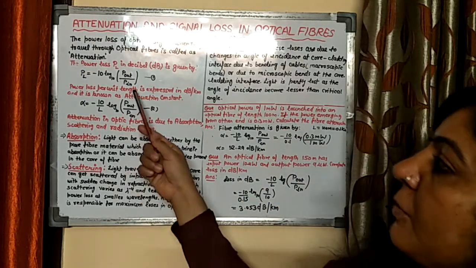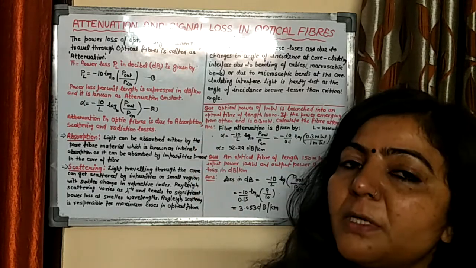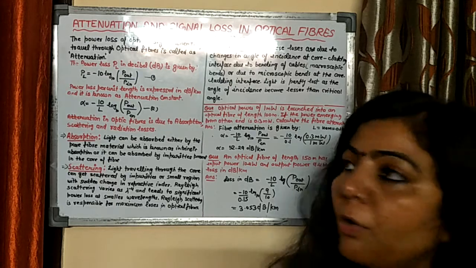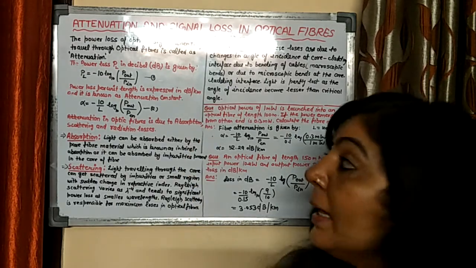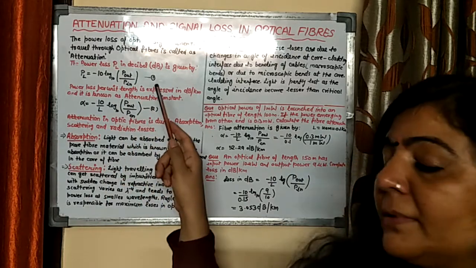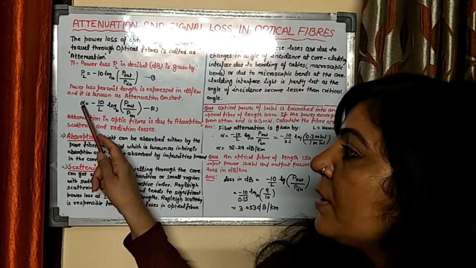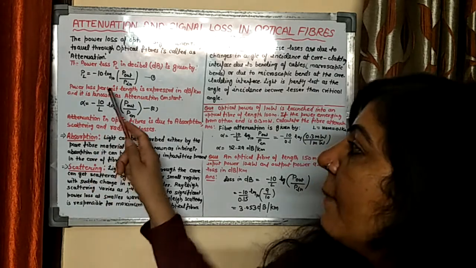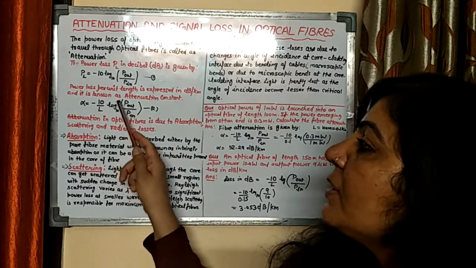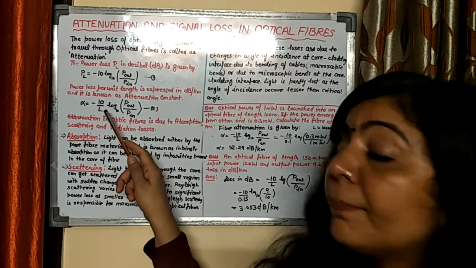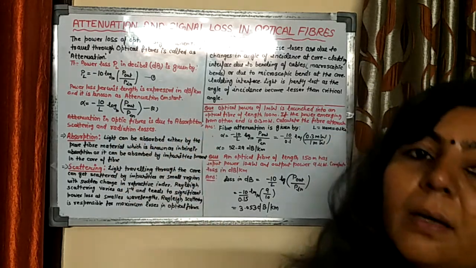This power loss per unit length is expressed in decibel per kilometer. So whenever we want to express this power loss, or energy loss, or attenuation, it will be expressed in decibel per kilometer, and this term is known as the attenuation constant. This attenuation constant is denoted by alpha, which is -10 upon L log of output power upon input power. So this is power loss per unit length, which means it is expressed in decibel per kilometer.